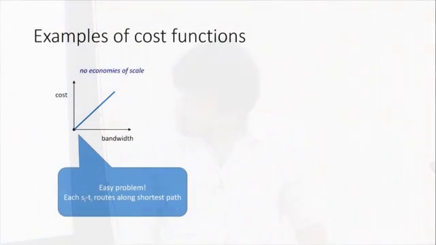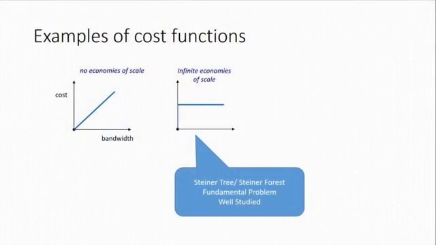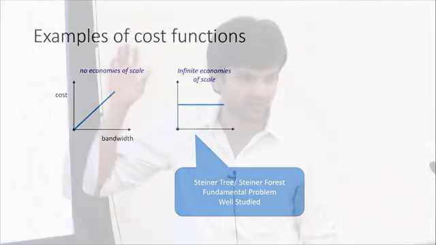Okay. So this is a very general model, and it can capture a lot of different types of cost functions. For instance, if the cost was equal to the bandwidth, then it would be a linear cost function, and there's not really any economies of scale. You can just independently buy shortest paths and then find a routing and so on. Or you could have the other extreme, which is infinite economies of scale. So there's an initial startup cost, and after that you get infinite bandwidth. This is a very classical problem called the Steiner tree problem, where you just want to find the minimum cost tree that connects up all the sources to the sinks. Again, a very fundamental, well-studied problem.